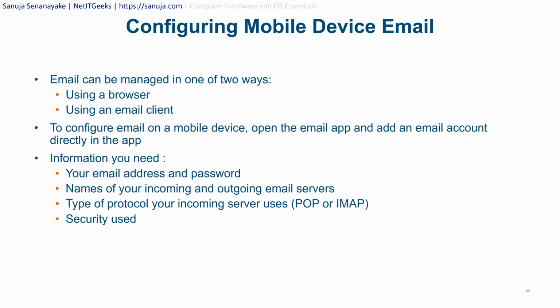You would need your email address and the password. You'll need the names of your incoming and outgoing email servers, in other words, your incoming and outgoing email server addresses. You need the type of protocol your incoming server is going to be using, either POP or IMAP, depending on your configuration, and the security you will be using.